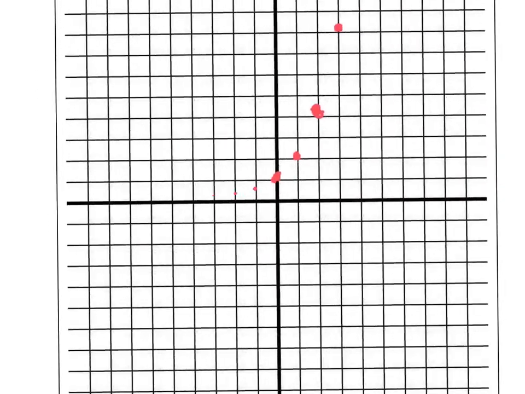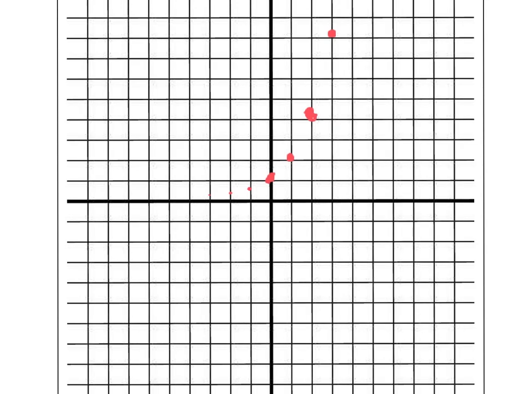So now that we have our points, we can just go ahead and connect them. So something that looks like this. Pretend that actually goes through the dots.